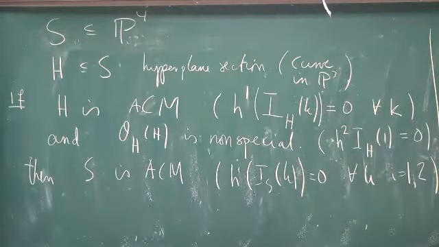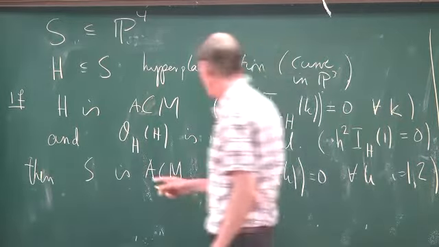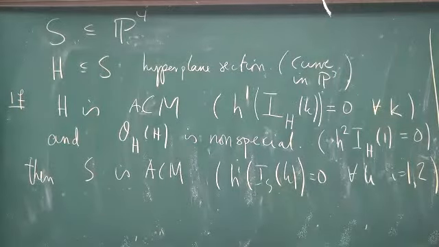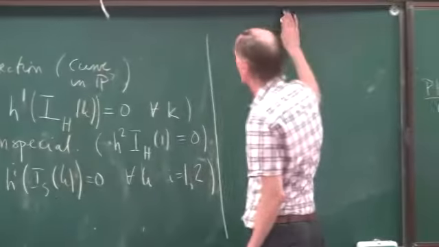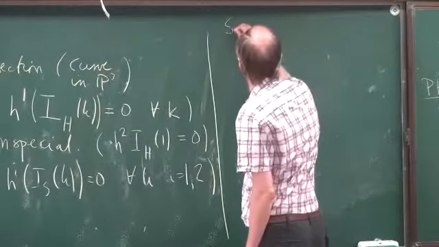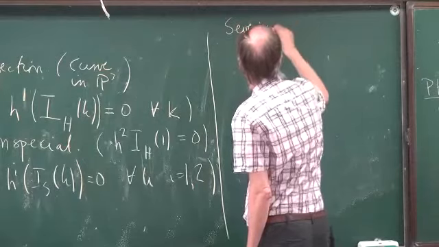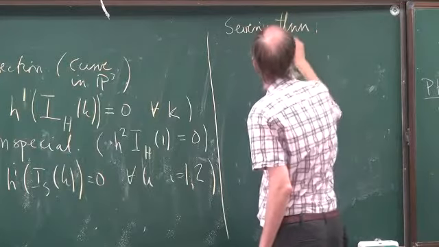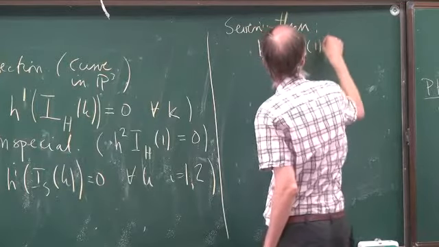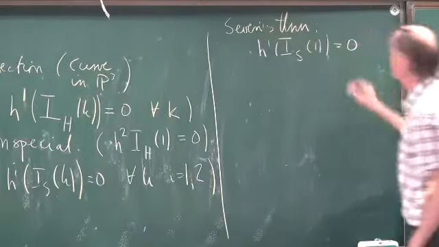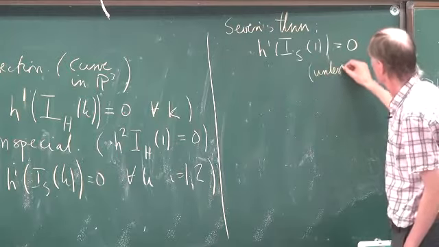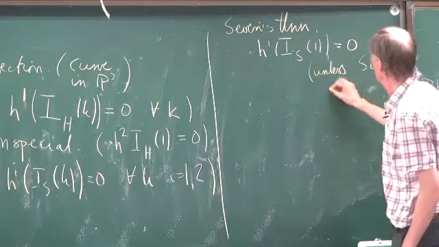And there are two ingredients that I need for this. The one that I mentioned already last time, Severi's theorem, namely that H^1 of I_S twisted by 1 is equal to 0, unless S is a Veronese surface.